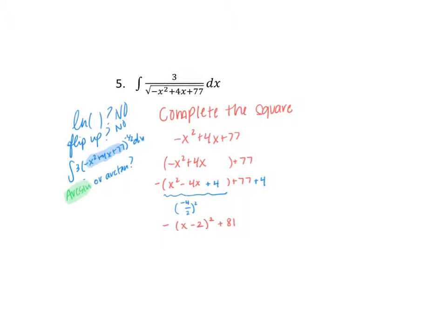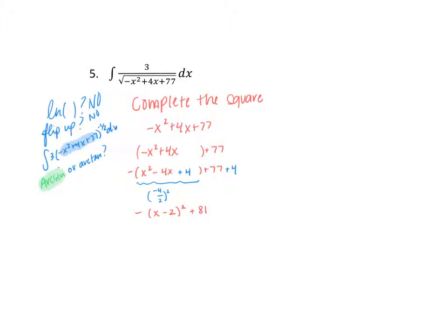So I'm going to take this process that we just did and rewrite my integral. My integral is now, and I'm going to pull the 3 out because it's going to make it easier for me, the square root of 81 minus x minus 2 squared. I also flip-flopped the order there. I hope that's okay with you. And don't you see how this fits so much nicer with our arc sine derivative pattern?